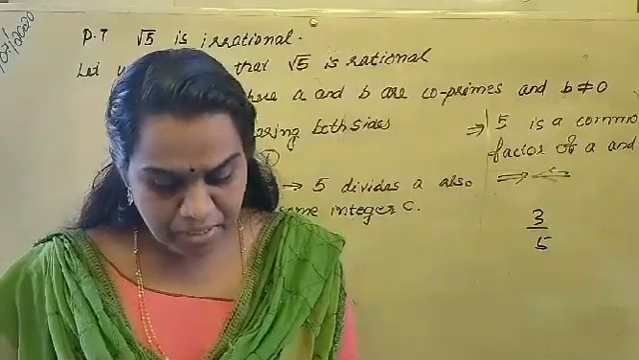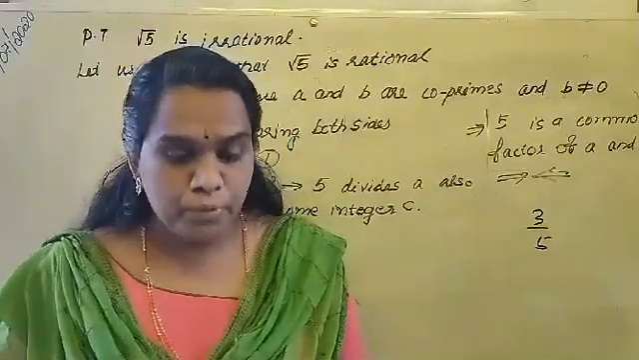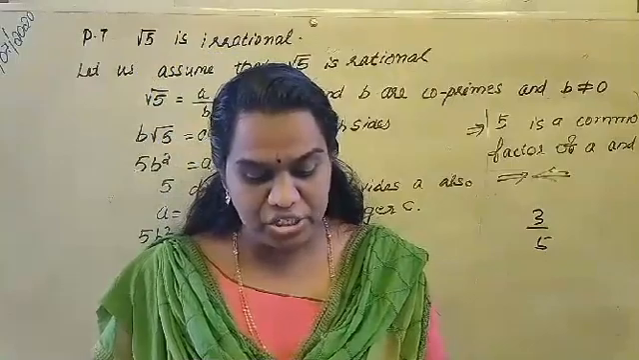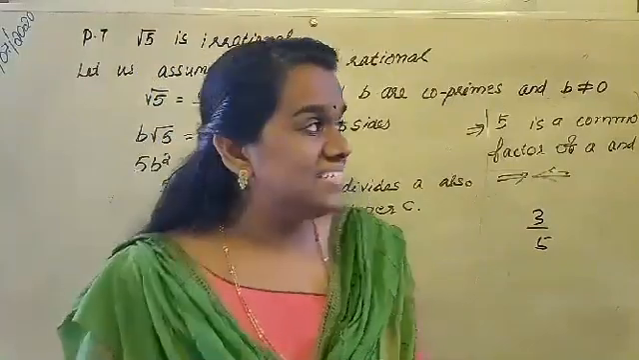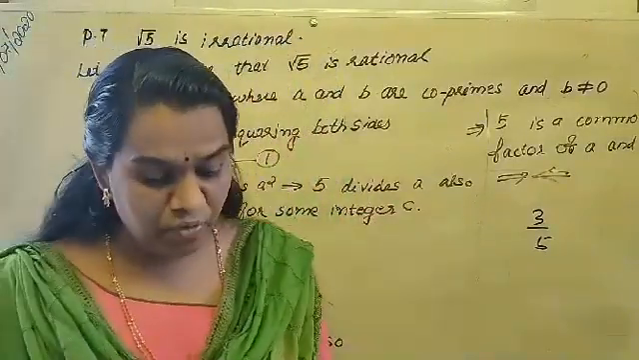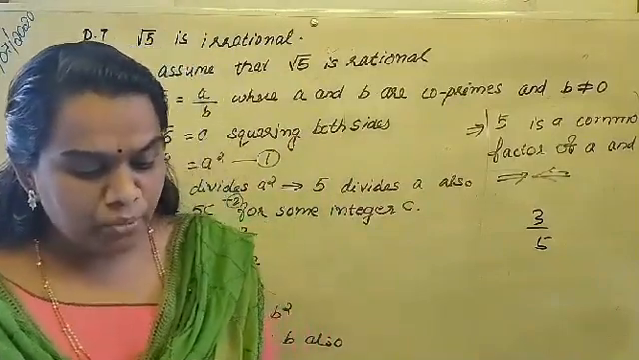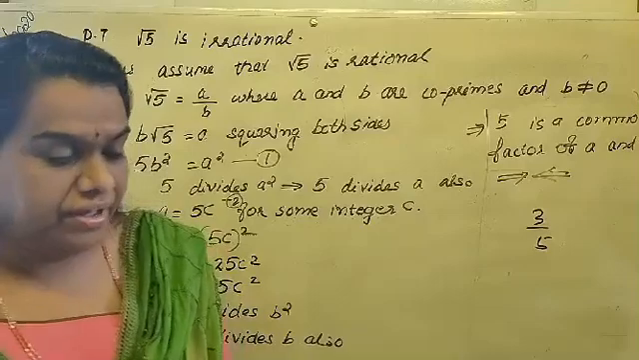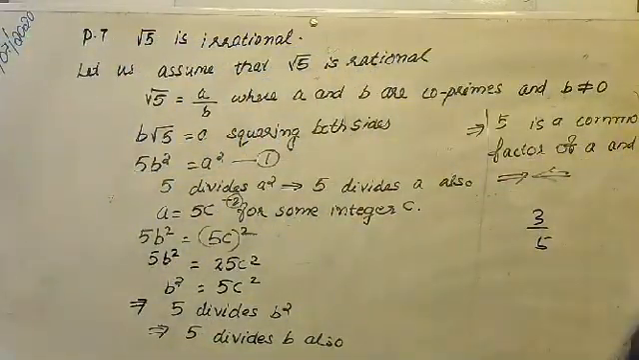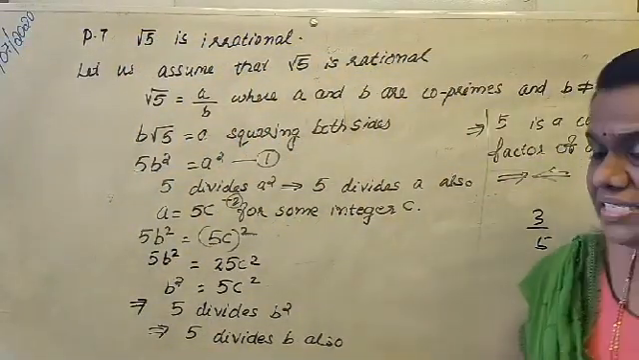Exercise 1.3. First of all, prove that root 5 is irrational. Already I wrote the proof. Second question, Exercise 1.3. Prove that 3 plus 2 root 5 is irrational.